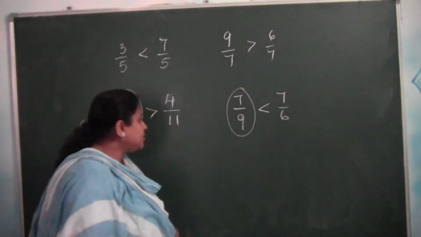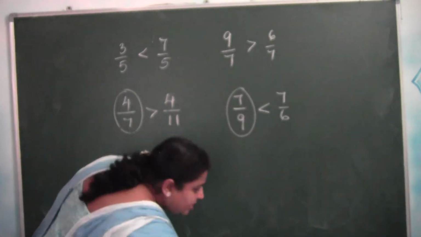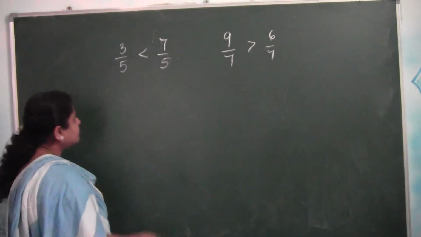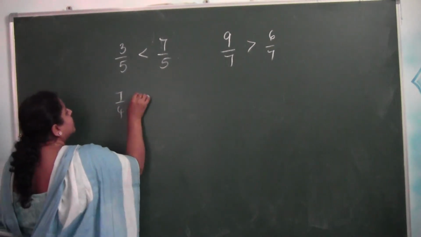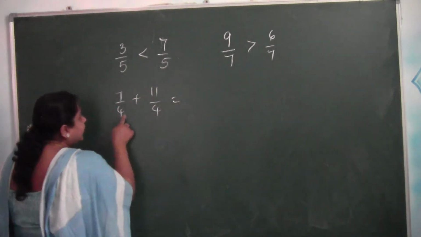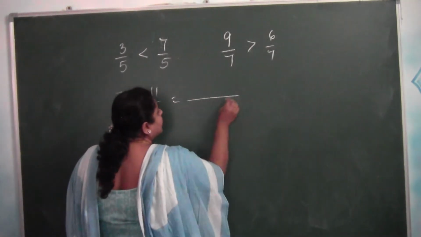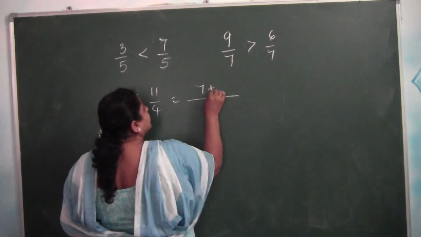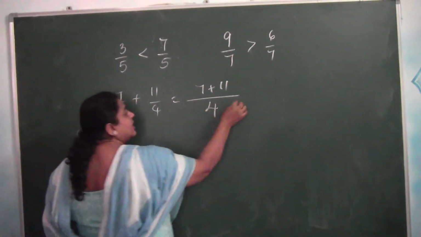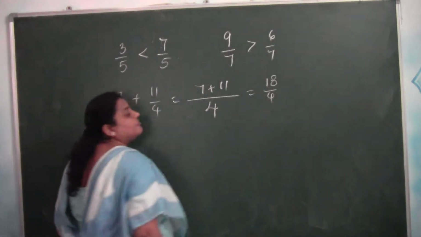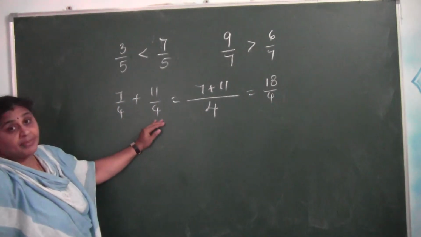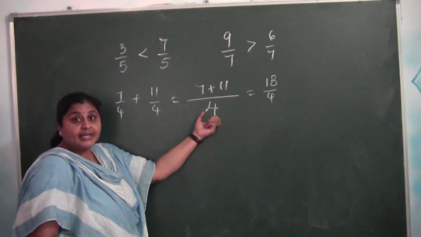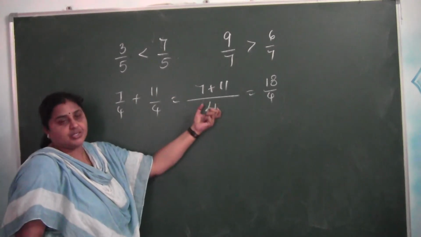Okay children, then coming to addition. Addition you have already learned in your grade 5, if I am right. It is very easy. 7 by 4 plus 11 by 4. When denominators are the same, what are we doing? We write the common denominator 4 and we add up the numerators. So 7 plus 11 is 18 by 4. That's it. In like fractions, you write the common denominator and add the numerators.